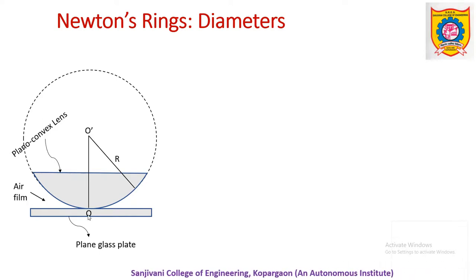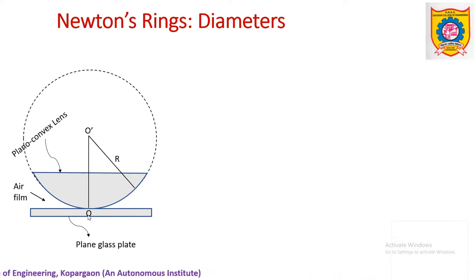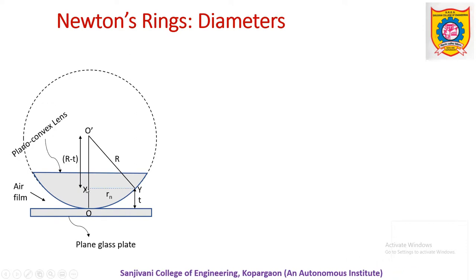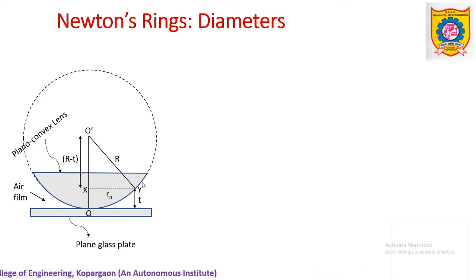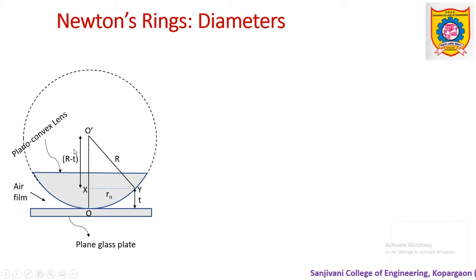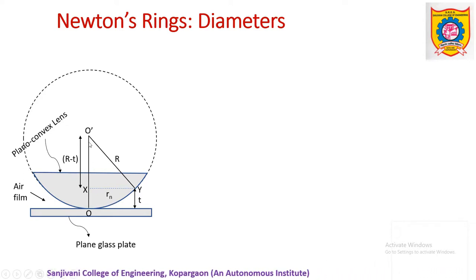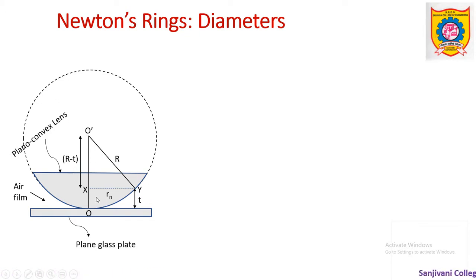Now between lens and the plate we have a wedge air film. It is further assumed that this distance is xy, and it is considered as Rn, and the distance O dash x will be equal to R minus t. Because this xO is t, see here, this is t, the entire O dash O is equal to R, and hence the remaining distance O dash x is R minus t. So here we have simple geometry. One right angle triangle is created.